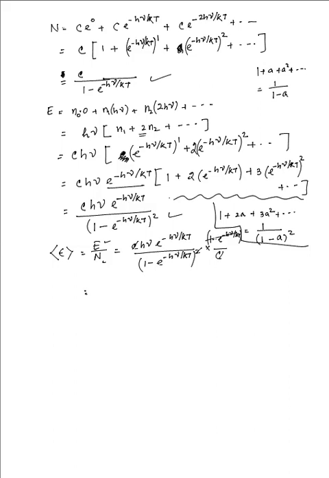h nu divided by, now this term that is left can go down, and instead of 1 we have e to the power plus h nu by kT, and this gets divided by the other term, which becomes 1. So now we have this as the value. This is the expression for the average energy.